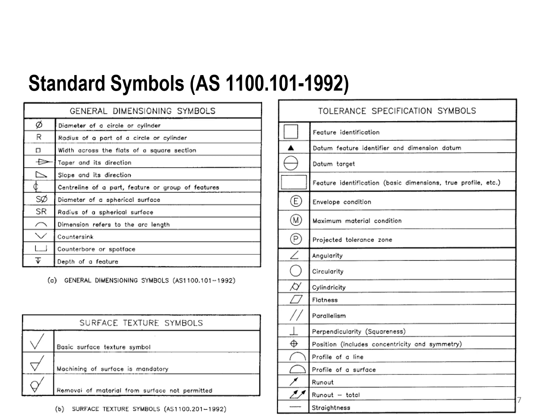The tolerance specification symbols are given here. This is the feature identification. That's for the datum features identifier and the dimension datum. The datum target, and we continue with that all the way down.